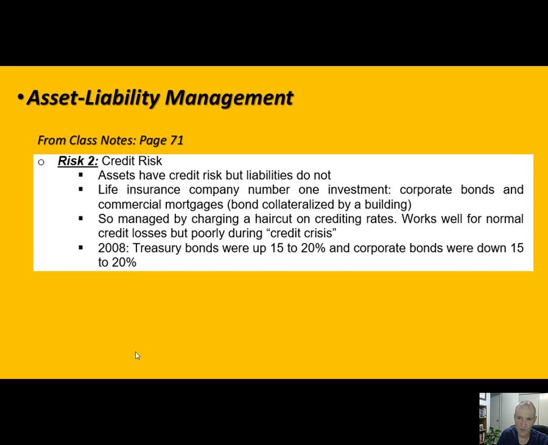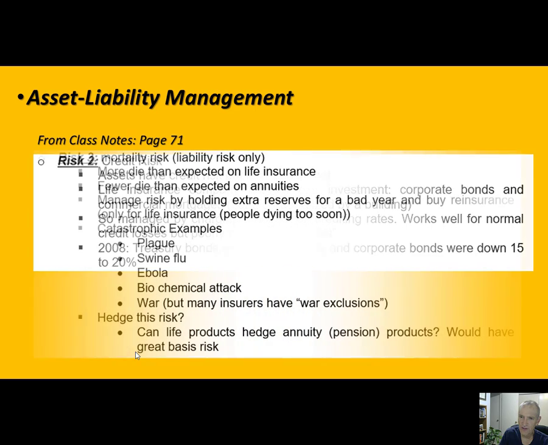Now, 2008 was a really tough year because Treasury bonds were up 15 to 20%, but corporate bonds were down 15 to 20%. It was really one of the worst situations we had. Even though interest rates were down, so their liabilities were definitely getting close to guaranteed minimums, some life insurance companies were actually losing money on their corporate bonds because credit spreads gapped out so much. So insurance companies have credit risk that only affects the assets, and that's a tough risk.